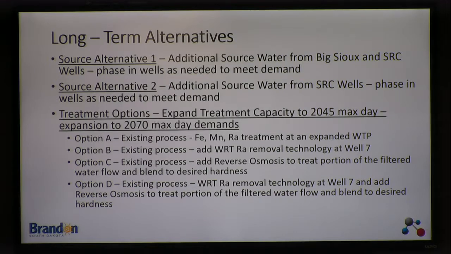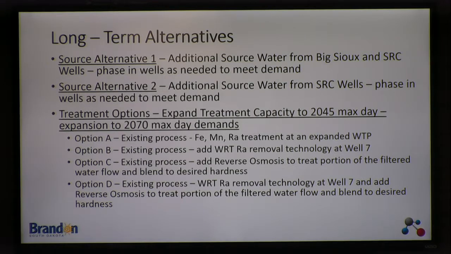The second is to add the WRT, radium removal technology, to well 7, utilizing well 7 with water treated for radionuclide removal. Option C is to continue. All of these have the existing process as a base level of treatment, because all of these wells need iron and manganese removal, and that's the large share of what the existing process does. It also removes radionuclides as well, right? So all of these have the existing process as a base level of treatment.